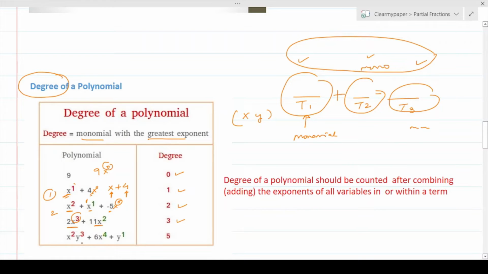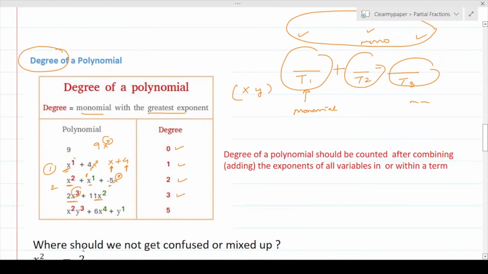And over here, it's tricky, so I put some more examples here. The first term has got two variables. It has got two unknowns, x and y. And there's a second term and there's a third term. So it has got 3 terms: term 1, term 2, and term 3.